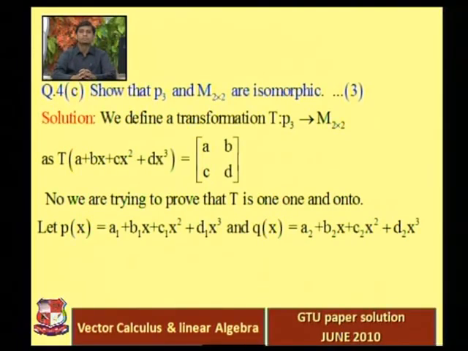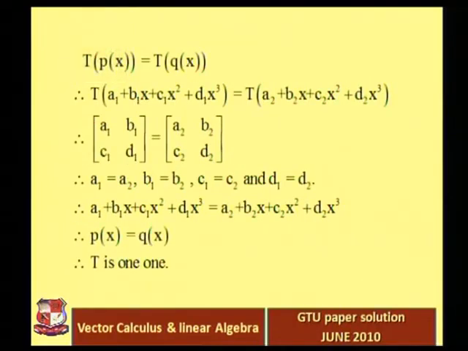Let Px is equal to A1 plus B1x plus C1x square plus D1x cube, and Qx is equal to A2 plus B2x plus C2x square plus D2x cube. So we are taking two polynomials of degree 3. Next, we start with T of Px is equal to T of Qx, and our target is to prove Px is equal to Qx.